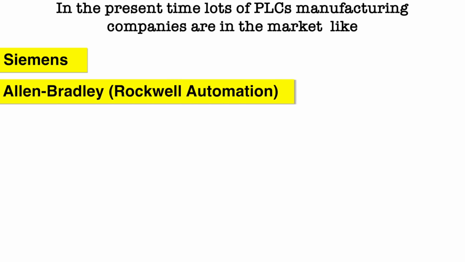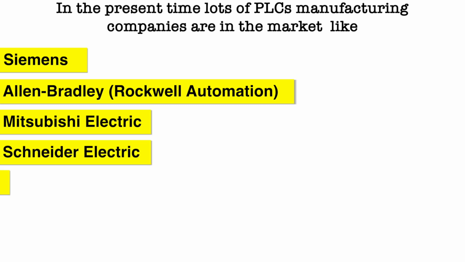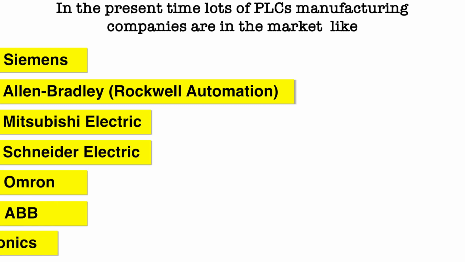In the present time, there are lots of PLC manufacturing companies available in the market. For example, first is Siemens, Allen Bradley with Rockwell Automation, Mitsubishi Electric, Schneider Electric, Omron, ABB, Delta Electronics. They made different versions of PLC with specific compatible programming software.